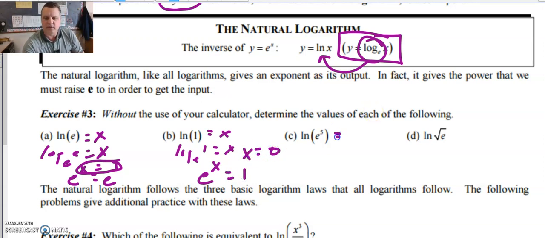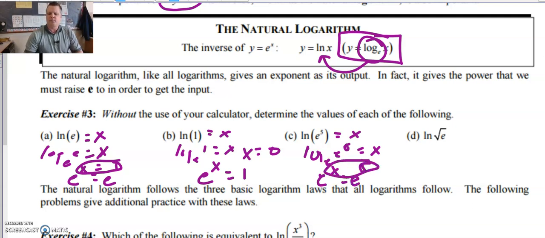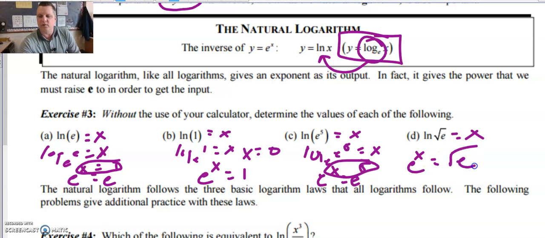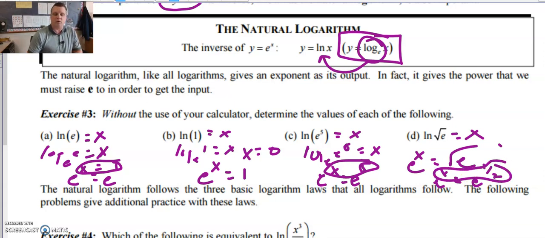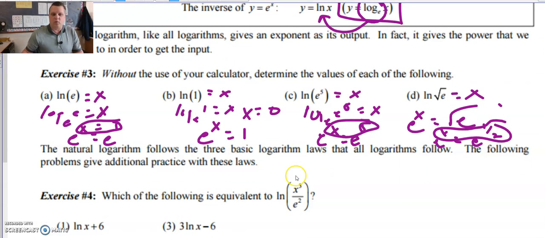Okay? This equals x. Log e to the 5 equals x. E to the x equals e to the 5. X is 5. Okay? This one here, I'm not going to show you the e again. This equals x. E to the x equals square root of e. E to the x equals e to the 1/2. X is 1/2. Okay? Done. So again, you'll always have the use of your calculator, but that's the premise where it comes from. And as you use logs more and more often, you will become familiar with it.